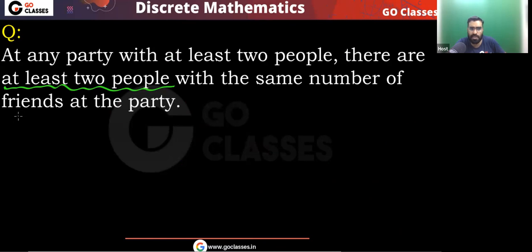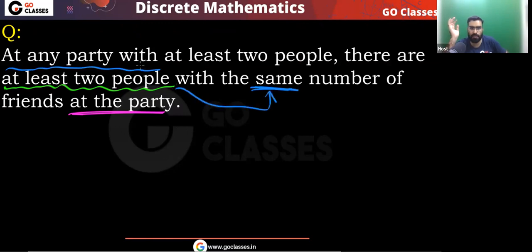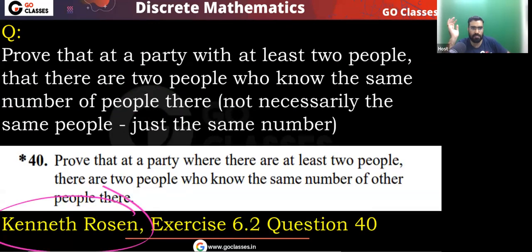The same question they can ask you in different ways. You have a party in which at least two people are there. And now there are at least two people in this party who have same number of friends at the party. Who is telling you that you should apply the pigeonhole principle? Which words are shouting that you should apply pigeonhole principle? You can see at least two people going to same something. At least two pigeons going to same pigeonholes. This is your Kenneth Rosen question. The same question in a different way. You have a party with at least two people.